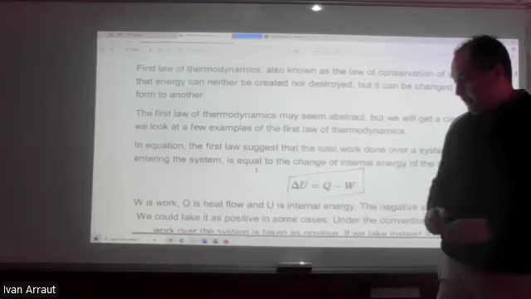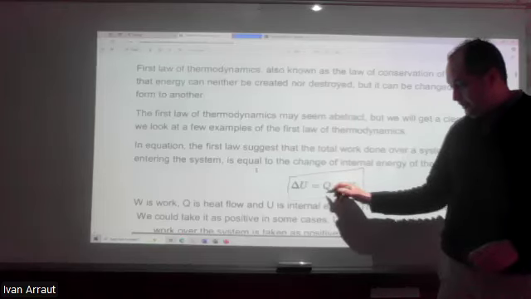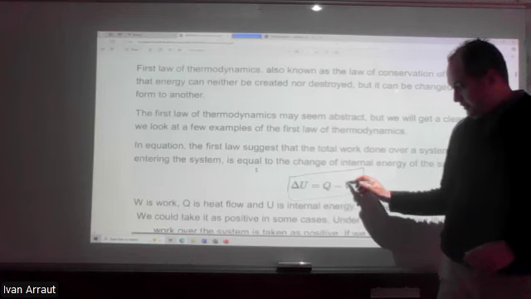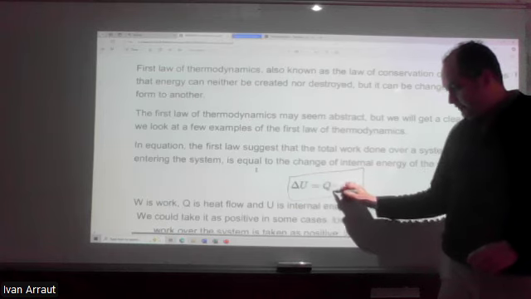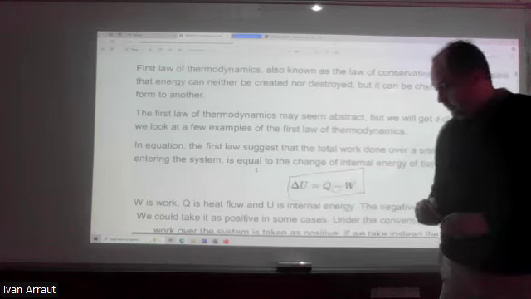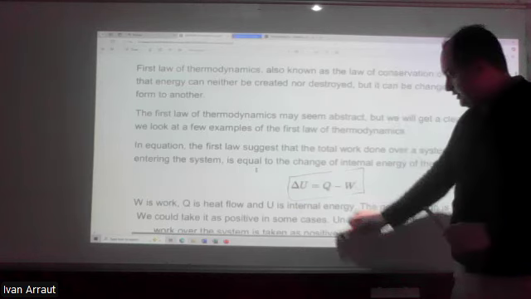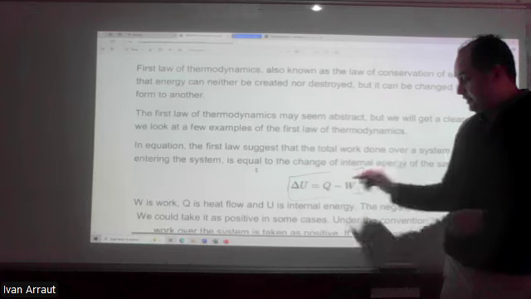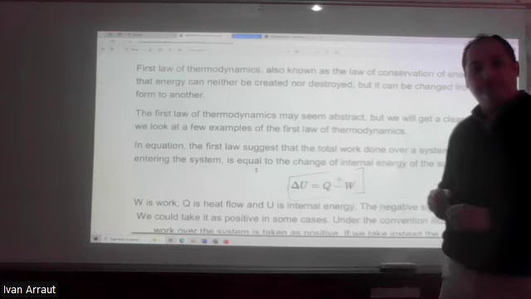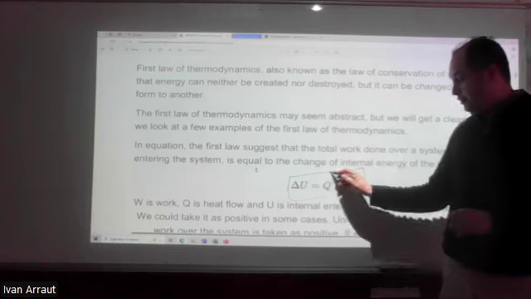Now, the first law of thermodynamics is telling you the heat flow, this is the total heat, plus the work, equals the change of internal energy. This sign is conventional. Some people, engineers, like to put a minus here. Physicists like to put a plus here. The difference is how you interpret the work.